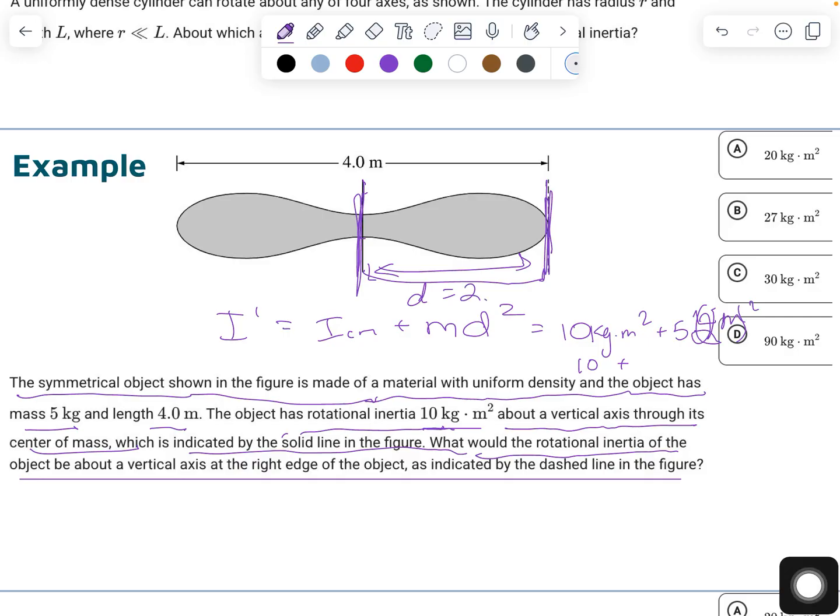Okay, so we would have 5 times 2 squared, which would be 5 times 4, which is 20, plus the 10, which is going to give us 30, which is answer choice C.